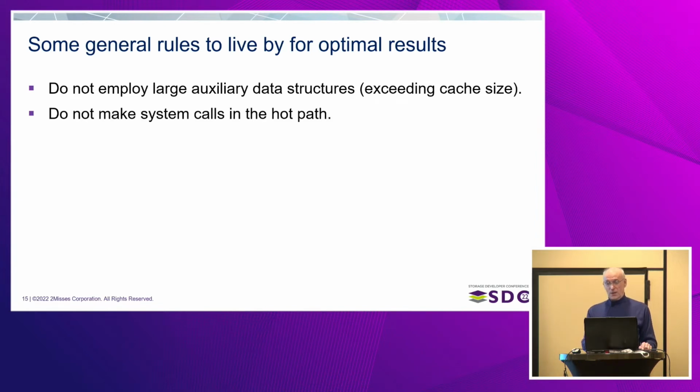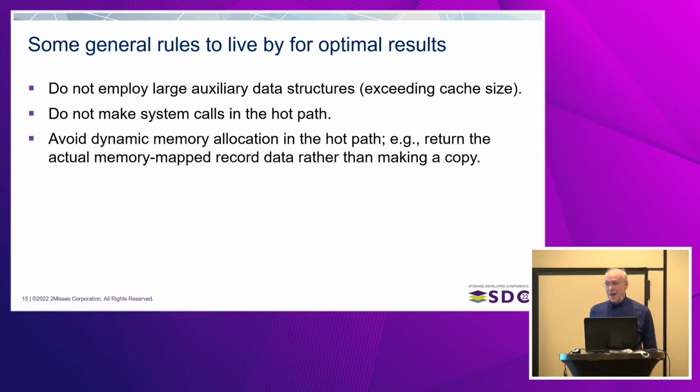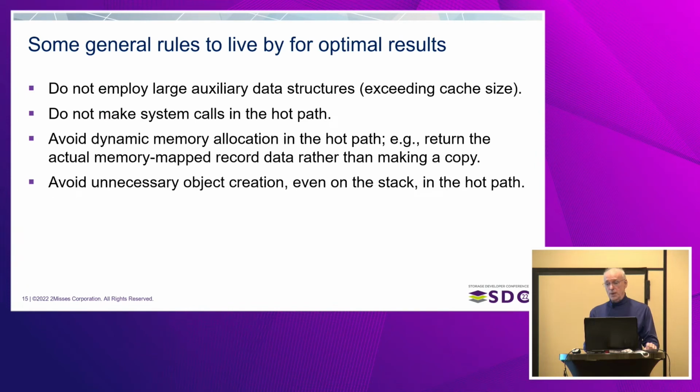So do not make system calls in the hot path. A system call can take microseconds. We're talking about less than a microsecond for a retrieval. That's not going to work. Avoid dynamic memory allocation in the hot path. That even is sufficiently slow to cause you problems. So that's why you return the actual memory mapped record data rather than making a copy of it, because then you have an allocation and a free if you make a copy. And avoid unnecessary object creation even on the stack in the hot path. This was an interesting one. I discovered there was an auxiliary structure that I didn't absolutely have to have, but it was easier if I did it that way. And just clearing that auxiliary structure millions of times was noticeable in the performance results. And minimize UPI traffic to the extent possible.